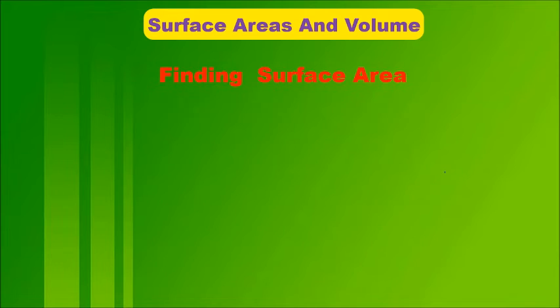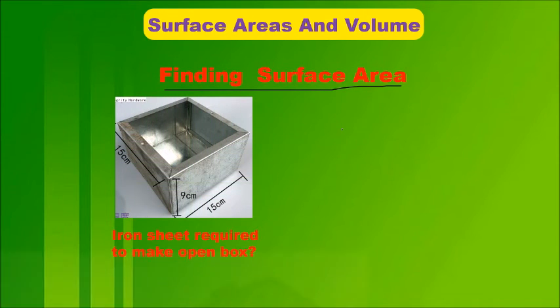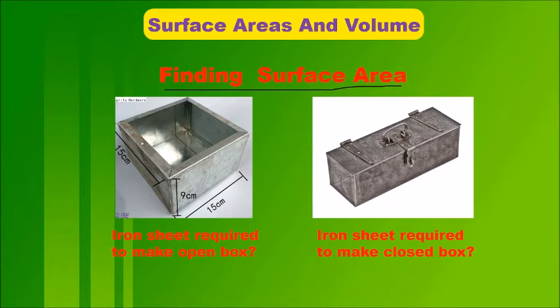Now let us consider the problems associated with finding surface area. Let us see the first and second examples. In the first example, we have to find out the area of iron sheet required to make an open box, while in the second example, we have to find out the area of iron sheet required to make a closed box. This first one is the open box whose top is open, the top is not there, but in the second figure, this is the closed box.